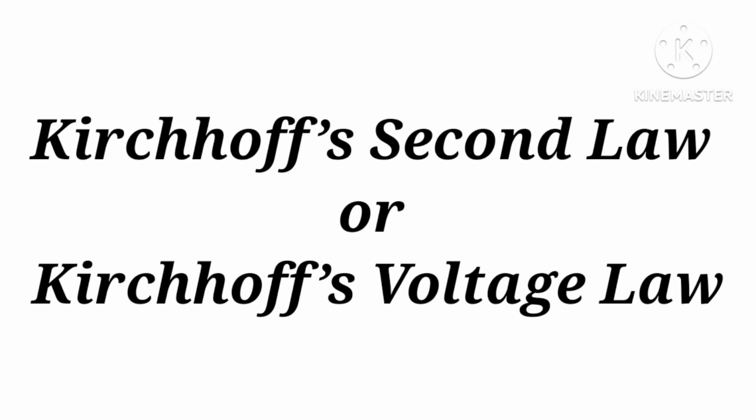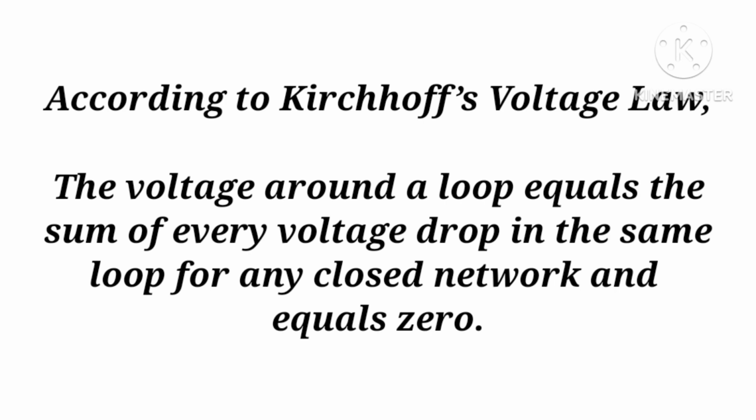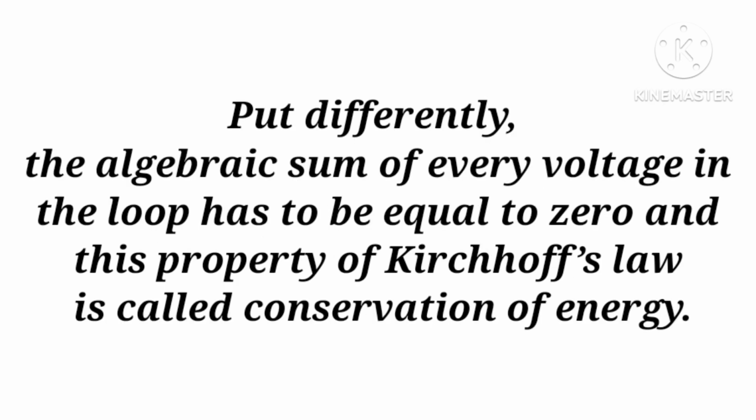The next one is Kirchhoff's second law, also called the Kirchhoff voltage law or Kirchhoff loop rule. According to Kirchhoff voltage law, the sum of every voltage drop in the same loop for any closed network equals 0. It means that if we have a closed loop, the sum of all the voltages around the loop is 0. Put differently, the algebraic sum of every voltage in the loop has to equal 0, and this property of Kirchhoff law is called conservation of energy.